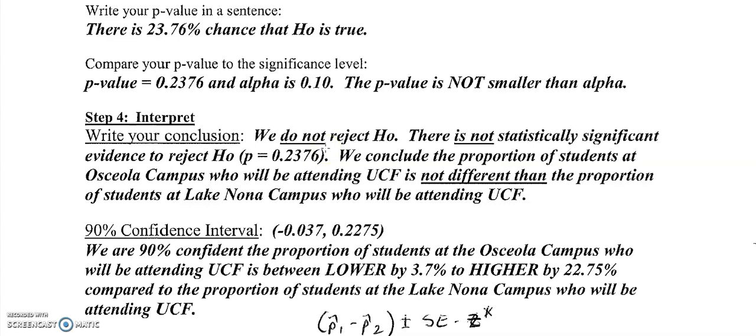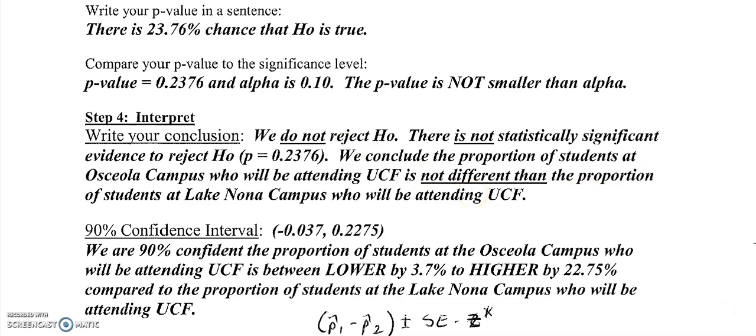We conclude that the proportion of students at Osceola campus who will be attending UCF is not different than the proportion of students at Lake Nona who will be attending UCF. So basically, the claim was they're equal, and we do not reject that claim. We do not reject the claim that they're equal. So they're not different than each other.